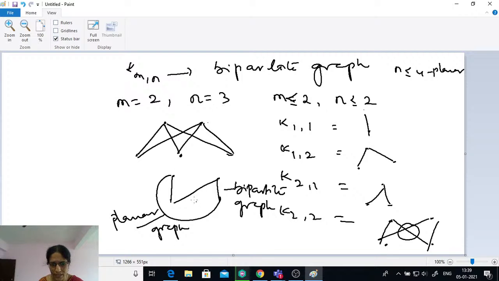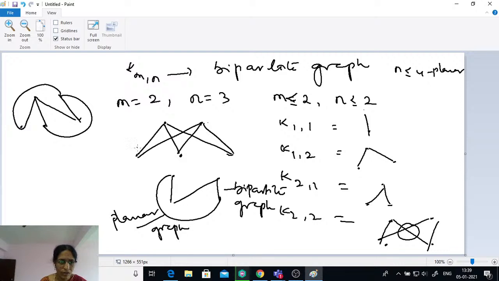Suppose you can convert this like this. So here and here and here. Coming to this, next there is a chance here and one more chance for this. Like this, from here to here and here to here and here to here. Now you can observe. So this is also a planar graph.